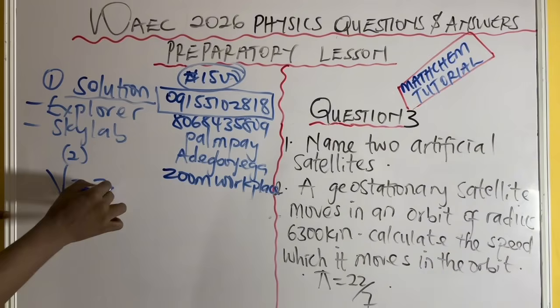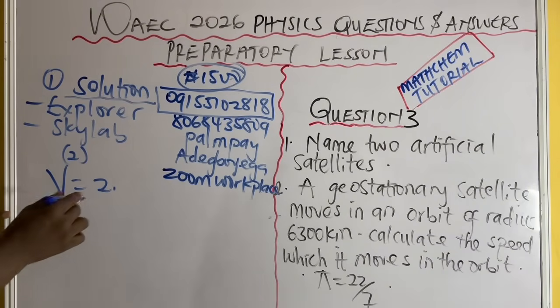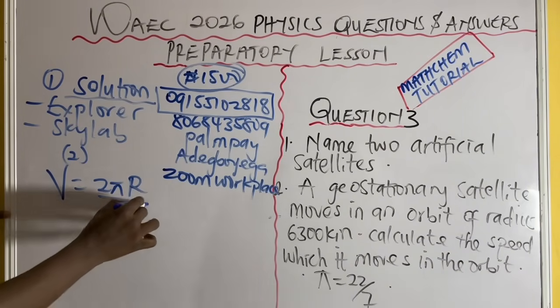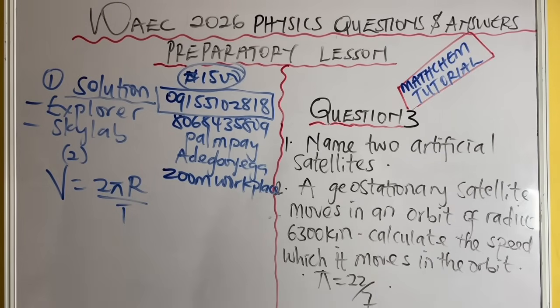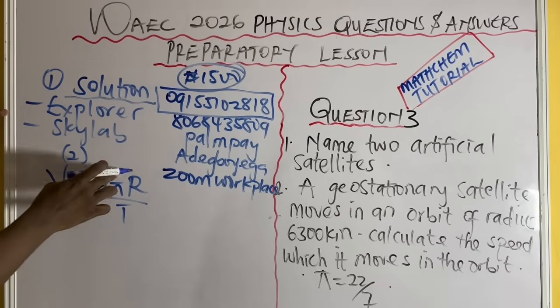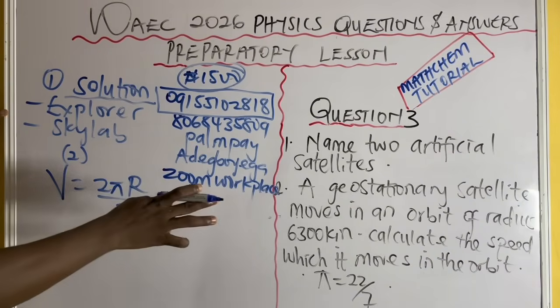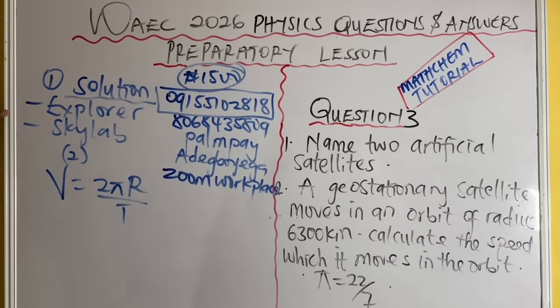So v equals 2 pi r over time. This is the formula to calculate the speed at which it moves in the orbit, so this is the formula I'm going to use. Here v represents speed, pi is 22/7, this is the radius, which is already given, and this is the time.